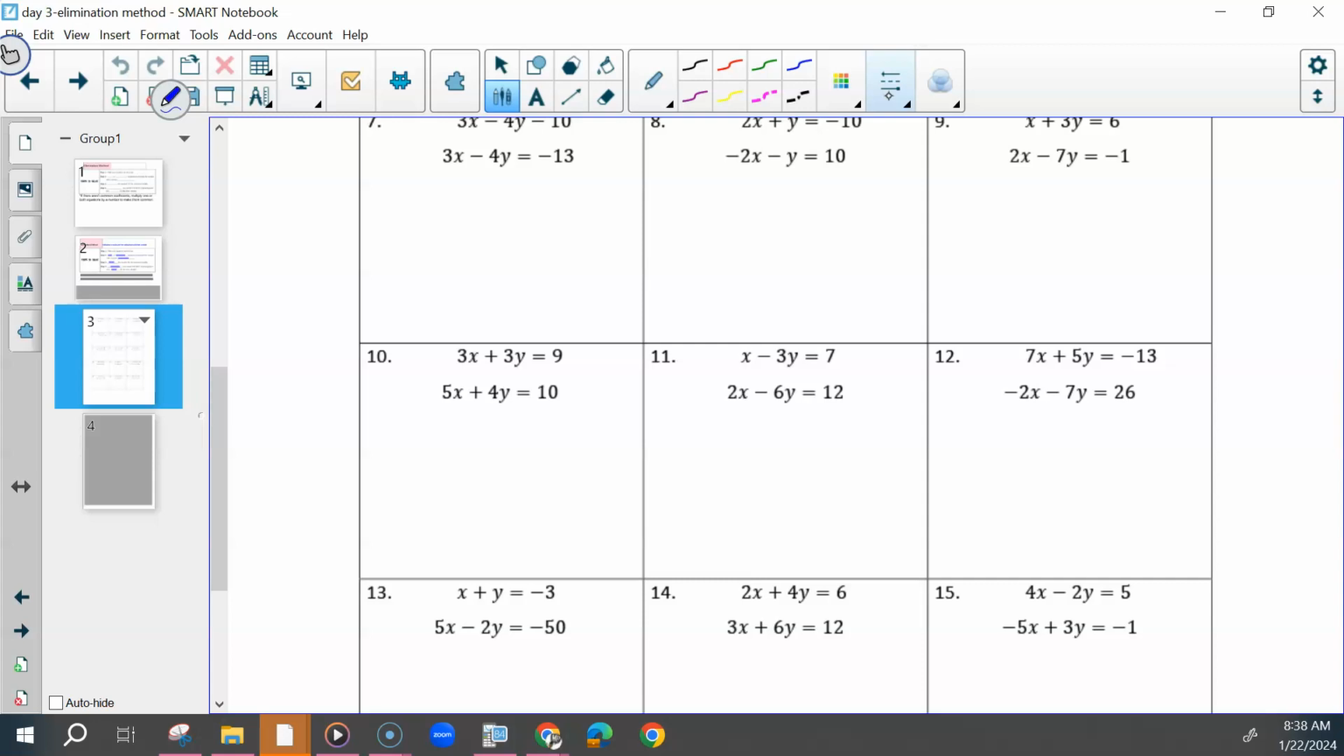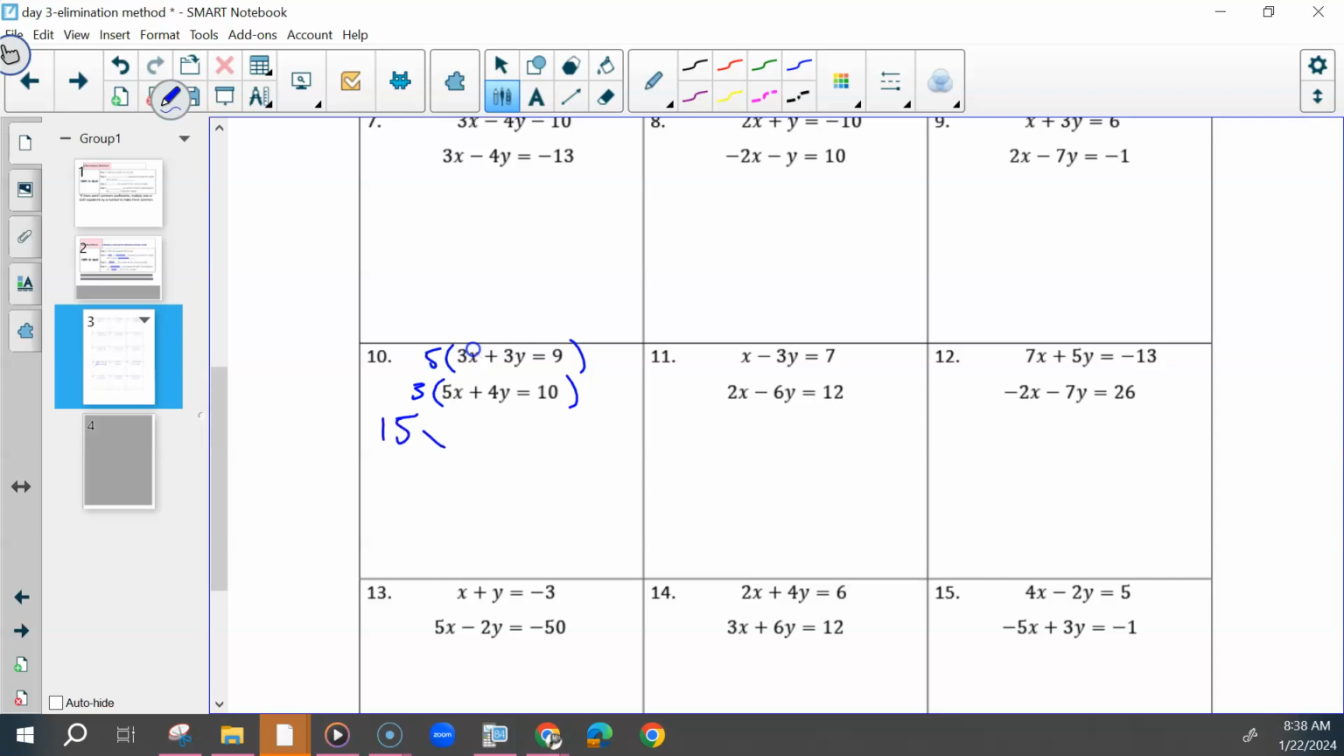X. X, okay. So to eliminate the x's, we have to make these both the same thing. So think about something 3 and 5 both go into 15. So then I would need to multiply the first by something that would get me 15, so 5. And the second by something that would get me 15, so 3. So I'm going to multiply both to change both equations.